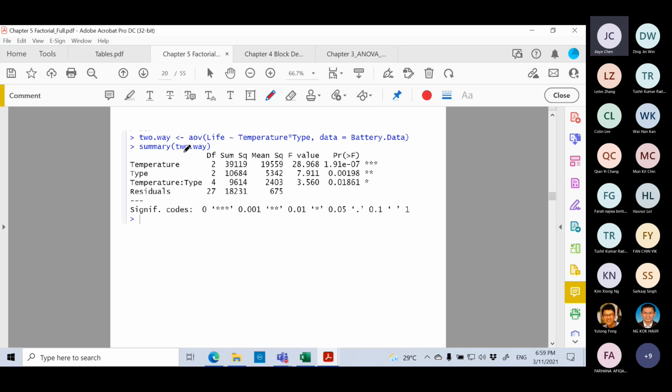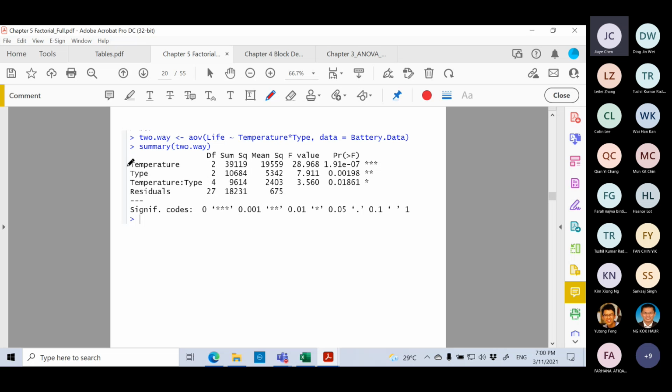Therefore, I will put in the aov in R. We call it the analysis of variance, then they can perform it for me. My data is called the battery data, and here I will say life is my response. For the life of the battery, I want to fit the model with the interaction. Therefore, I just write the interaction, and they will know that we fit the model with the interaction.